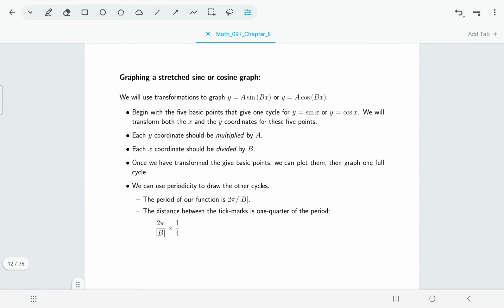So I've got all the ideas ahead of me to work with. I'm basically going to start with my 5 basic points, transform those 5 basic points, plot them, connect the dots, and then life is good.